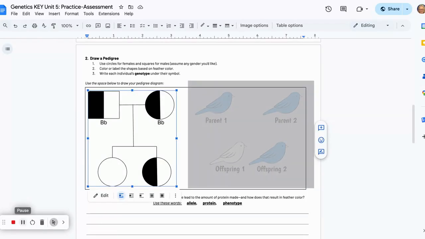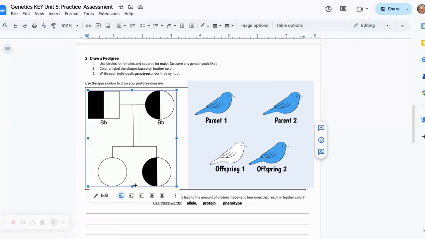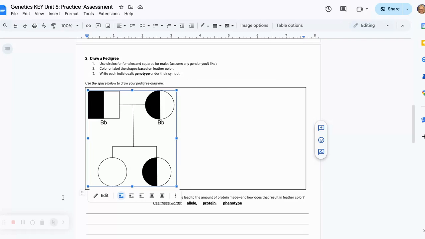We're going to assume that this family has two offspring that are both female. In our first female offspring, they had a phenotype of white feathers. And in the second female offspring, they had a phenotype of medium blue feathers. Now I'm going to show you how I would write their genotypes.